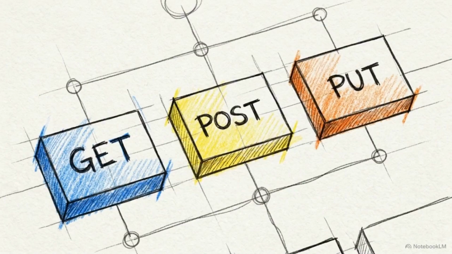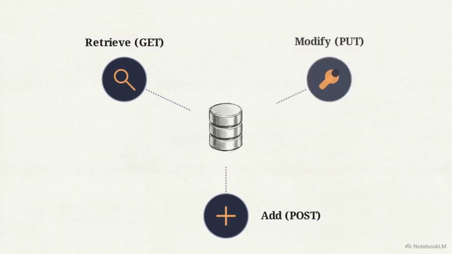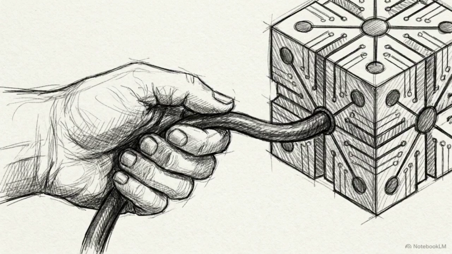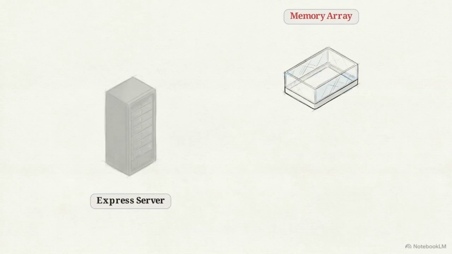With GET, POST, and PUT correctly working, you can now retrieve, add, and modify the data in your collection. You've successfully built a working API that can handle the core requirements of a to-do list. But because this data is stored in a simple variable rather than a real database, it is temporary. If you restart your server or the application crashes, every new task will disappear instantly.